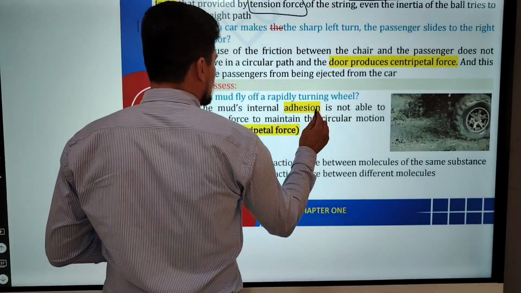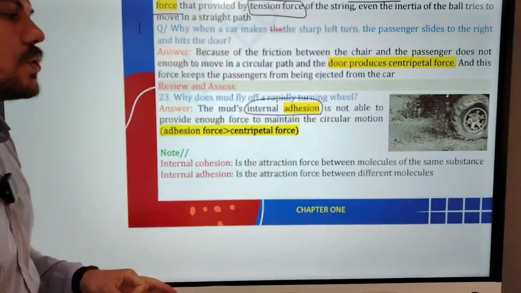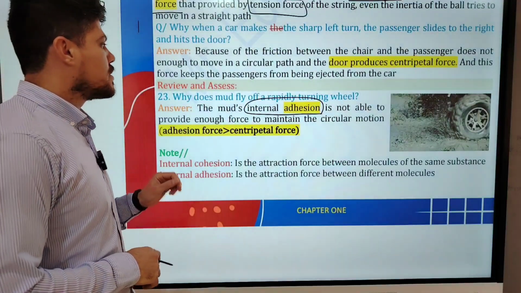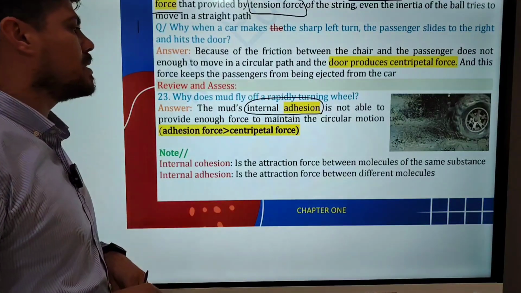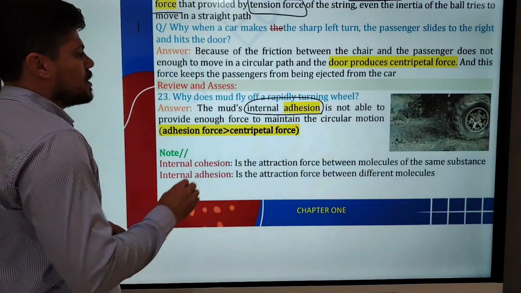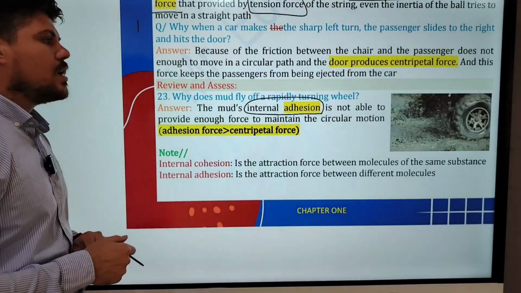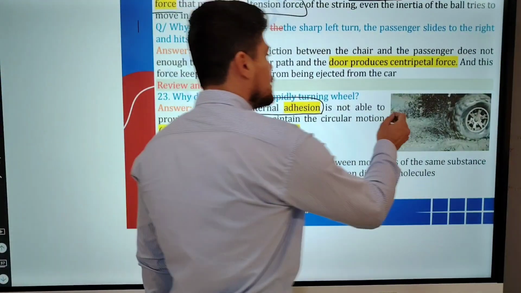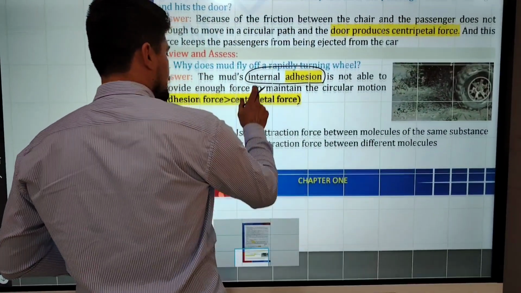Because of the mud's internal adhesion. What is internal adhesion? Internal adhesion is the attraction force between the molecules of the same substance. So the mud's internal adhesion is not able to provide enough force to maintain the circular motion. Actually, this is the answer of the book, but it should be internal cohesion, not adhesion, because internal cohesion is the attraction force between different molecules. The mud and the tire here are two different objects or two different molecules. Okay.